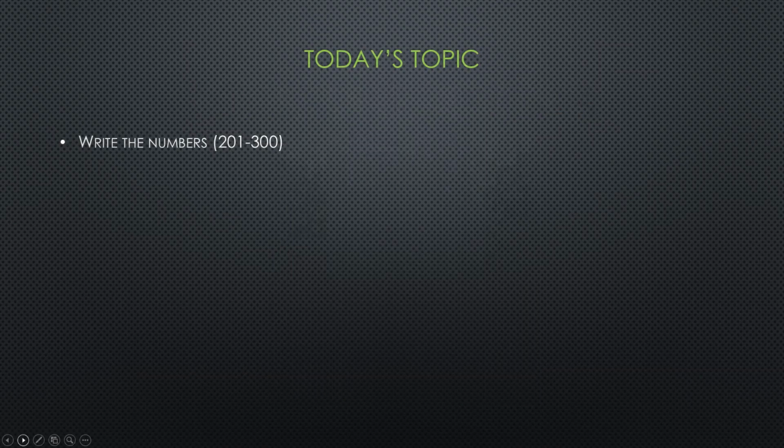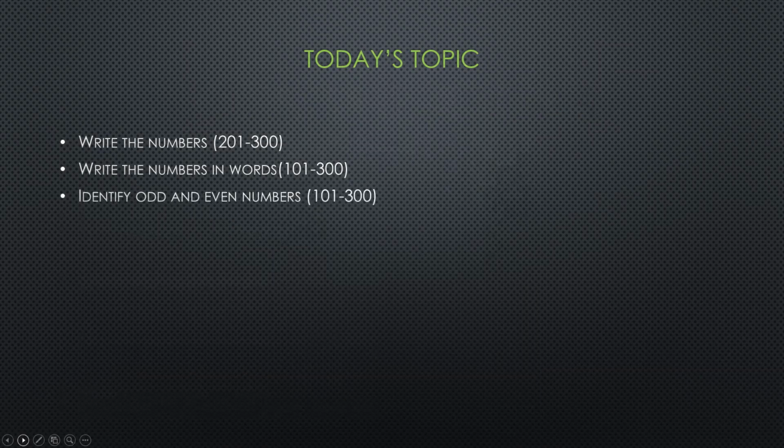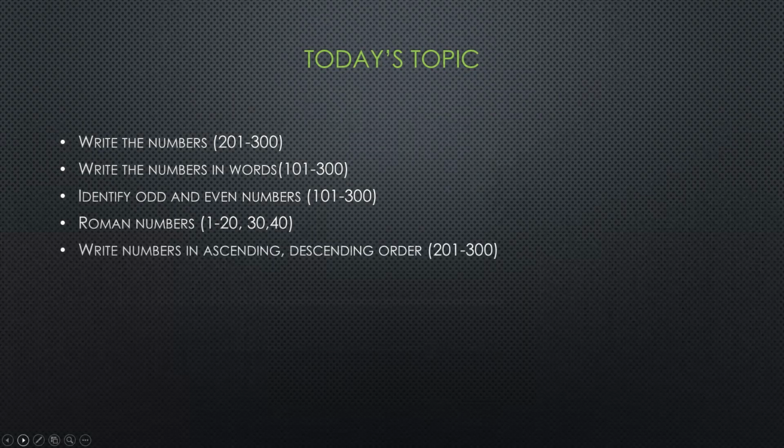Our first review class is today, and our topic is the first portion of your syllabus. The next portion you can see in the next class. If there's some problem, you have to contact me. Today's topics: write the numbers 201 to 300; write the numbers in words 101 to 300; identify odd and even numbers 101 to 300; Roman numbers 1 to 20, 30, and 40; write the numbers in ascending and descending order, starting from 201 to 300.